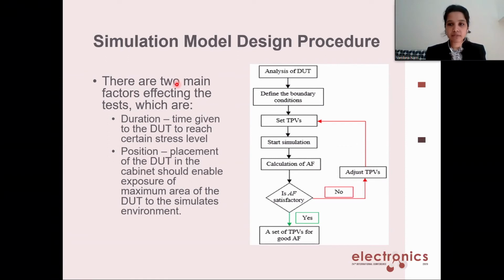And from a series of tests that we have performed in the laboratory, we've seen the two main factors that affect these tests are duration and position. Duration is the time that we give the DUT to reach a certain stress level, and the position of the DUT affects the area of exposure that it has to the simulated environment in the cabinet.